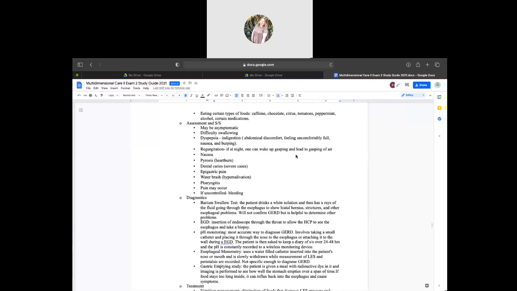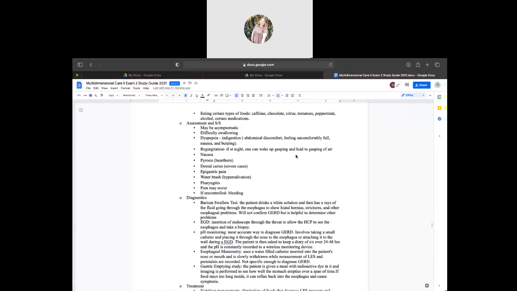Some diagnostics we can do to assess for GERD is going to be a barium swallow test, where the patient drinks that white solution and has x-rays of the fluid going through the esophagus to show any abnormalities of the anatomical positions. It's not going to confirm GERD, but can be helpful to determine other problems. An EGD is where there's an insertion of the endoscope through the throat to allow the provider to see the esophagus and get a biopsy.